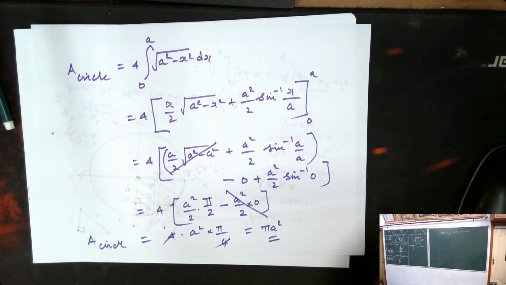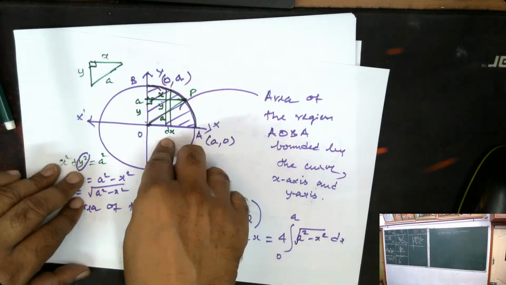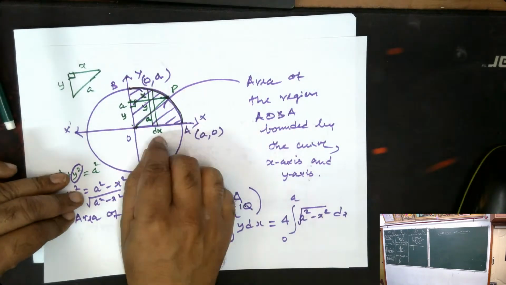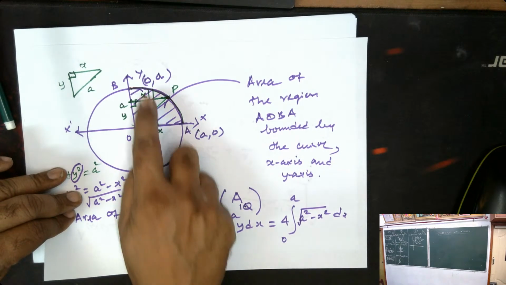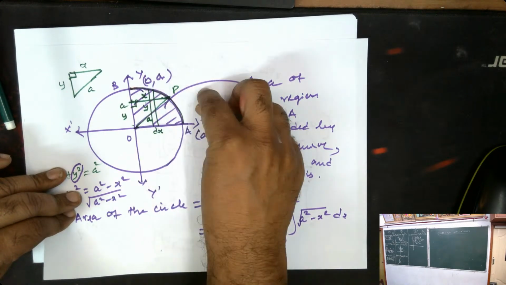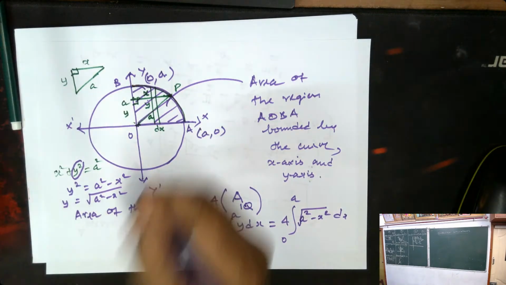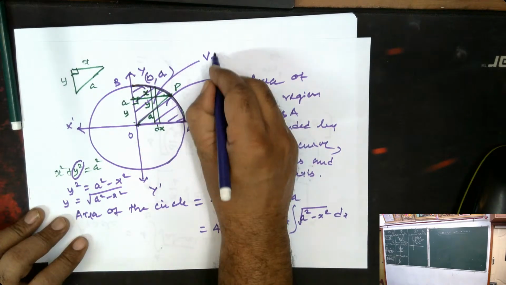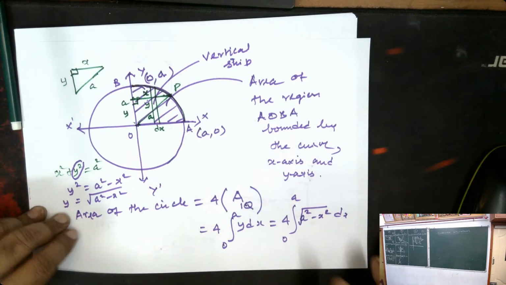Now we can alternatively take the horizontal strip also. I will explain. So in this case, I've taken the vertical strip. Now vertical strip means you have got the smallest rectangle with the dx and y. So this is called a strip, a rectangular strip. I have taken the vertical strip. Suppose if I had taken like this, that is a horizontal strip. So this is called vertical strip. Now let us proceed with horizontal strip.